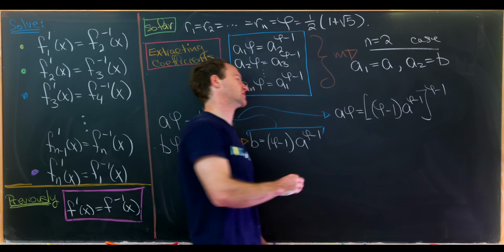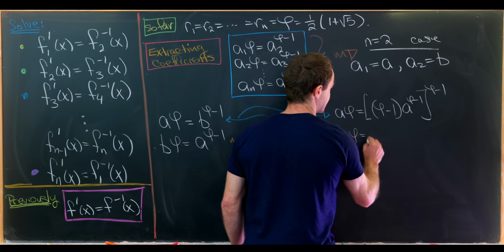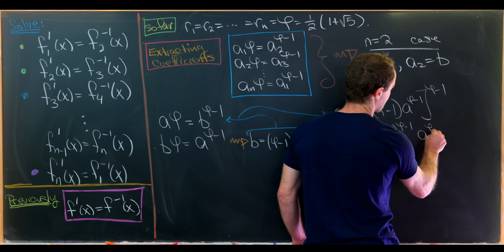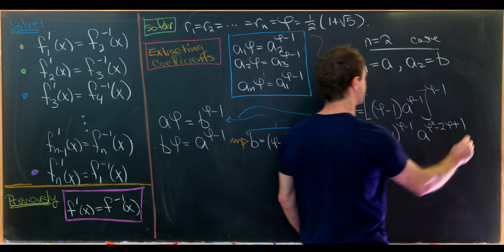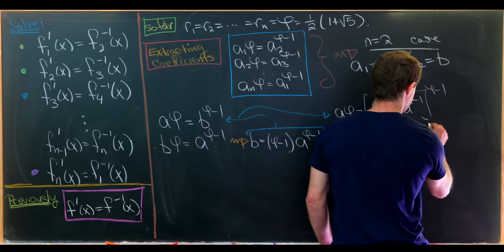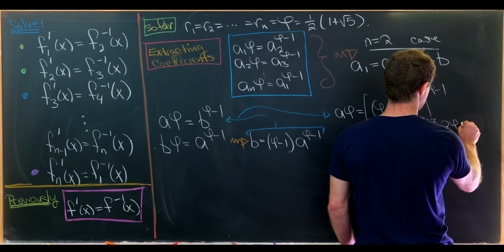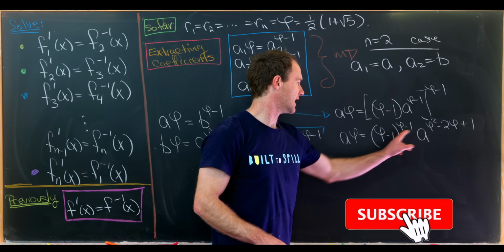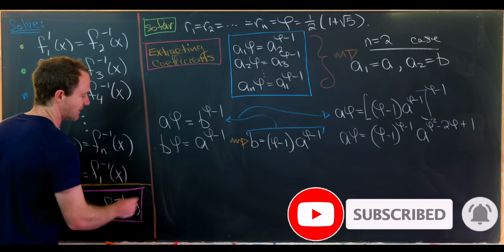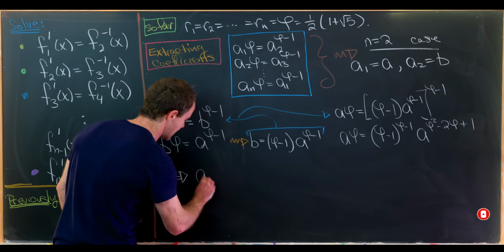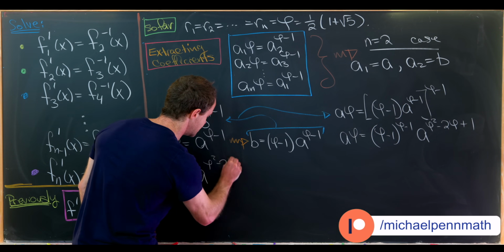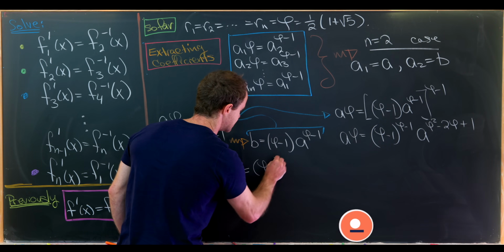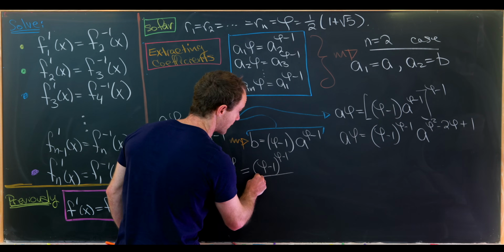Okay, so let's simplify this as much as we can. We have a times phi is phi minus 1 to the power phi minus 1 times a to the power phi squared minus 2 phi plus 1, using exponent rules. Okay, so now let's divide this a over, and then we'll divide this phi minus 1 to the phi minus 1 over. That'll leave us with a to the power phi squared minus 2 times phi is equal to phi minus 1 to the power phi minus 1 over phi.